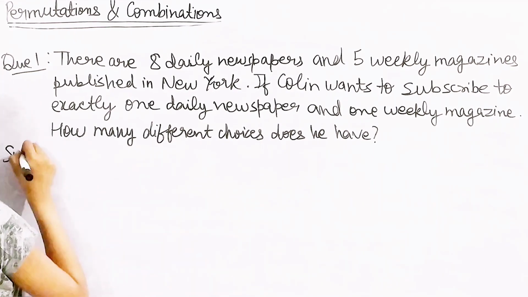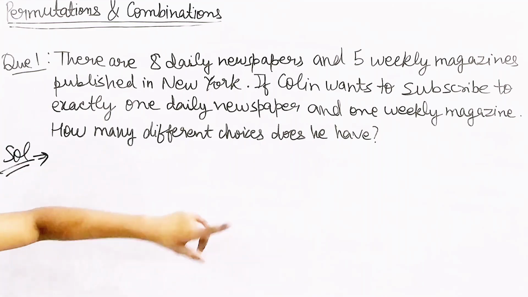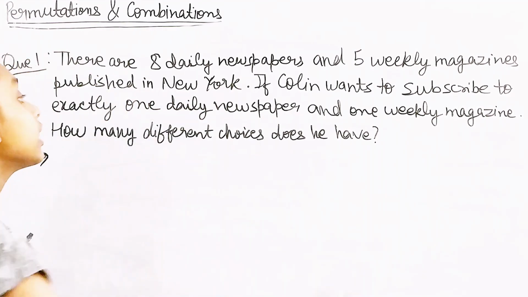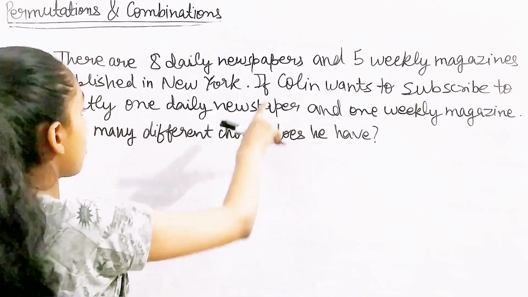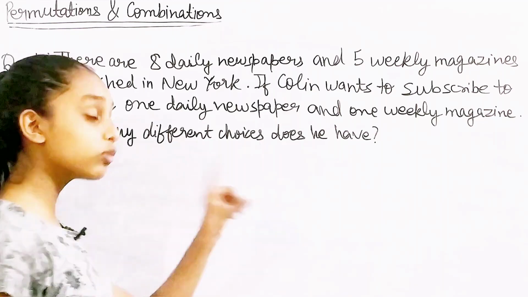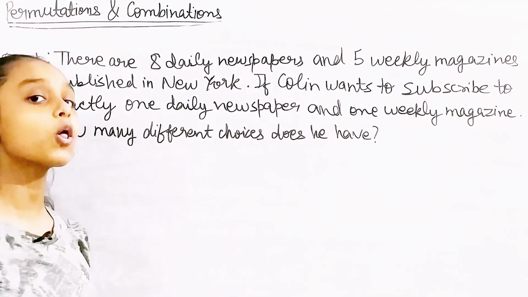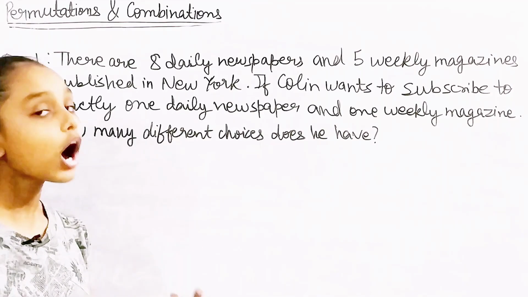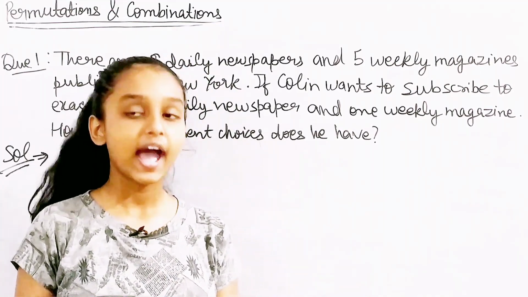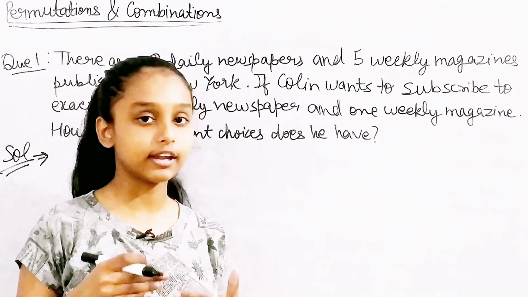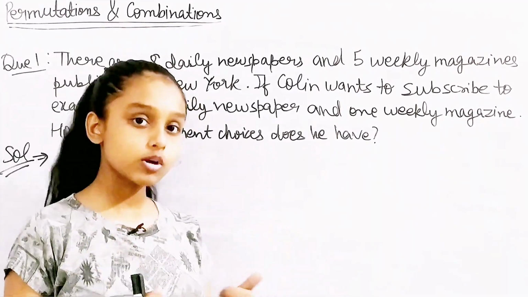Okay, so let's discuss this. The question is, if there are 8 daily newspapers and 5 weekly magazines published in New York, and Colin, a boy or girl, whatever you can say, Colin is a name, wants to subscribe to exactly one daily newspaper and one weekly magazine, how many different choices does he have? So which principle am I going to use, and why? Can you guess it? I think it's an easy question, and I just want to make this concept clear, so it will be easier for us to move on further.